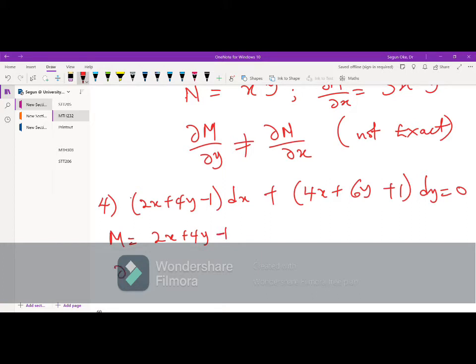Then our dM/dy is equal to what? When you differentiate this, what do you have? 4, sir. Yes, therefore you have 4. Then let's look at this N. The N is 4x plus 6y plus 1. When you differentiate this one with respect to x, what do you have? 4 again. You can see it's exact.